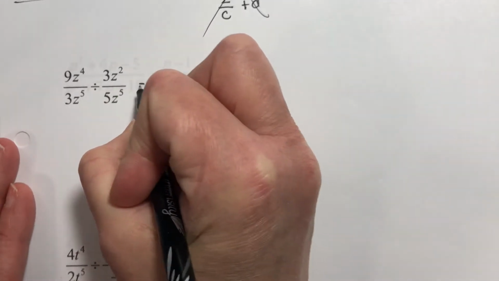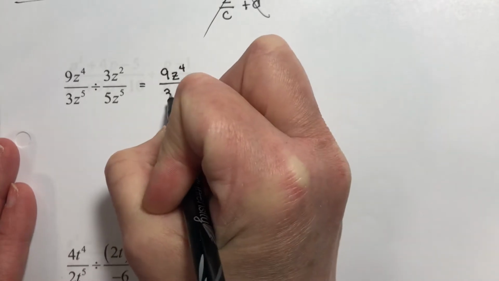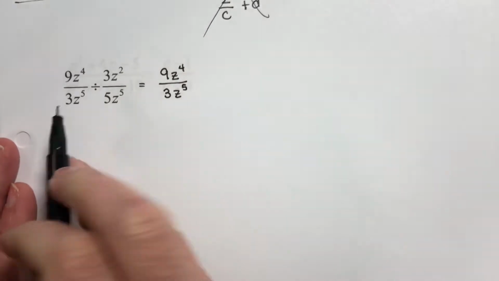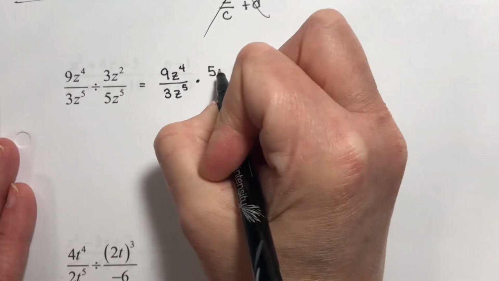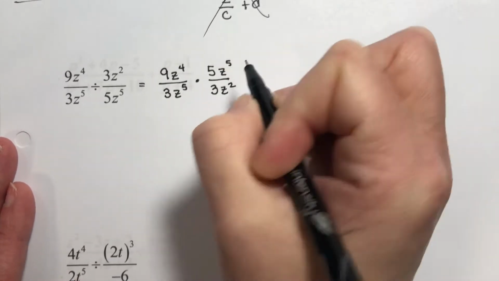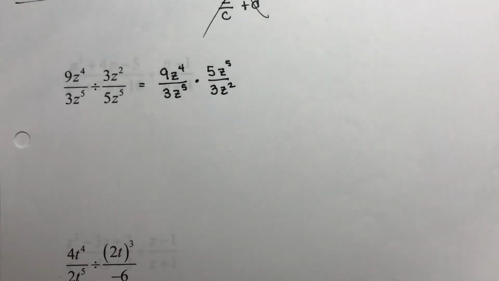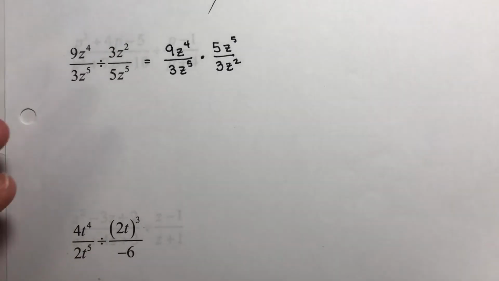So for our division rule, keep it, change it, flip it. I'm keeping the same fraction in the first spot, change it to multiplication, and then flip our second fraction. One of the things I've learned over the years is that it's very, very easy to make a mistake when you're reversing a fraction. It's an easy step, so our brain goes on autopilot and makes mistakes. So be careful about that. It's worth the extra second to make sure you have not made a mistake.